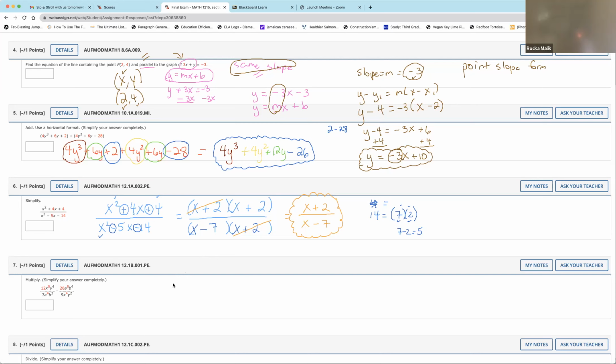Okay. Multiply, simplify, answer completely. I write it over a little larger. I'm older, I can barely see it. Over 7, a to the 4, b cubed, times 28, a to the 5th, b to the 4th, over 9x to the 4th, y squared.